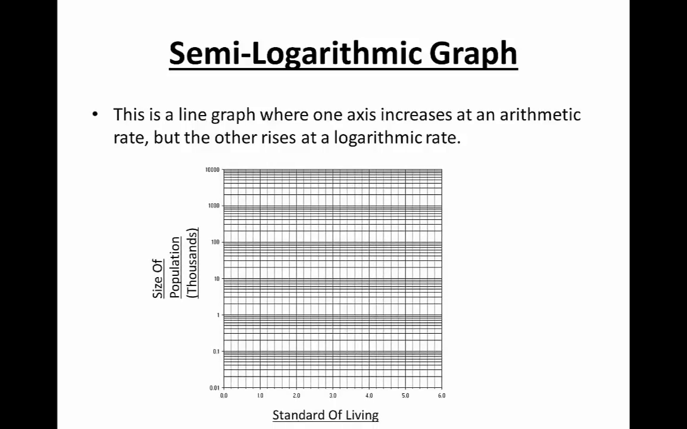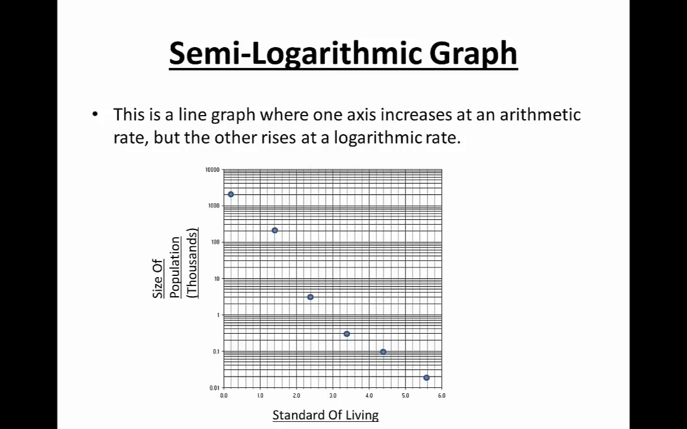On our x-axis we have the standard of living, which is moving up at an arithmetic rate, 0, 1, 2, 3, 4, 5. And on the y-axis we have the size of the population, which is expanding at a logarithmic rate. So we're going up from 0.1, 1, 10, 100, 100,000, etc. And this is measured as the size of the population in thousands.